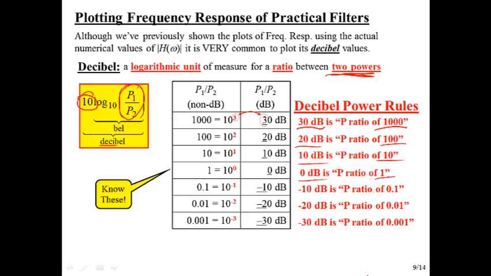And then when we start going to numbers less than 1, ratios less than 1, so when P1 is smaller than P2, then we start getting negative dBs. So negative dBs are attenuation, positive dBs are gain or boost, and 0 dB is no change at all.